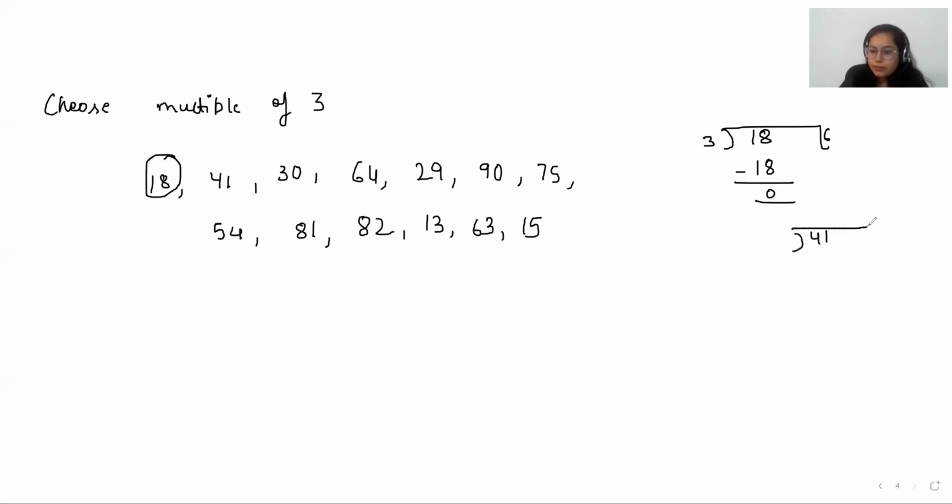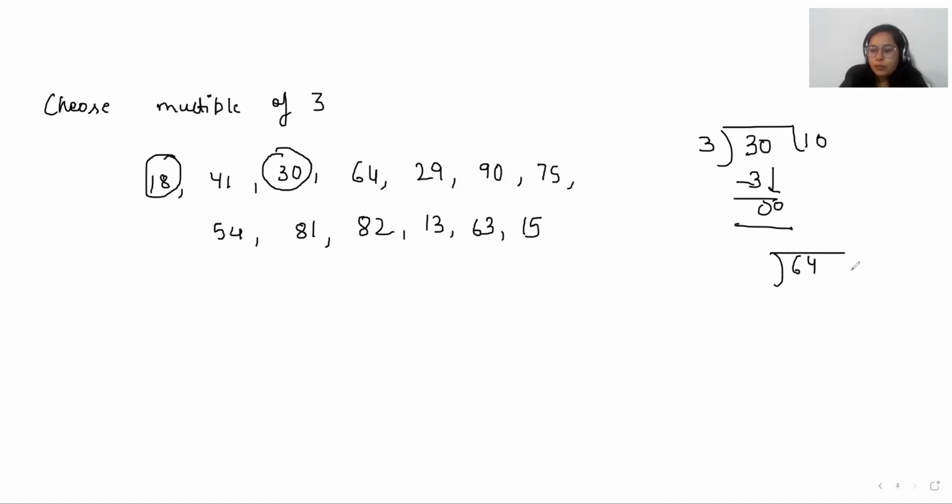Now comes 41. 3 times 1 is 3. Subtract, 4 minus 3 is 1, and bring down 1 to make 11. 11 does not come in the table of 3, so we go with 9. 3 times 3 is 9, and it does not give you remainder 0. That means it is not a multiple of 3. Now 30. 3 times 10 is 30. It gives you remainder 0. Yes, it's a multiple of 3.